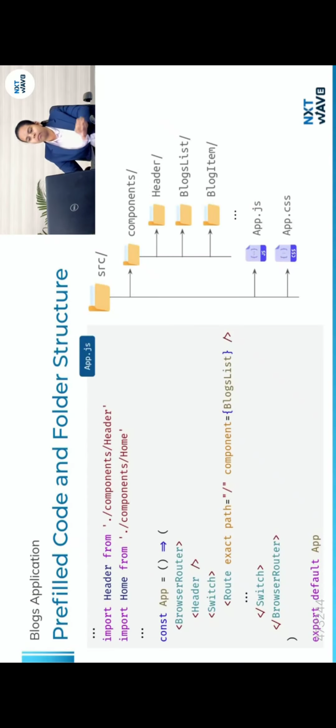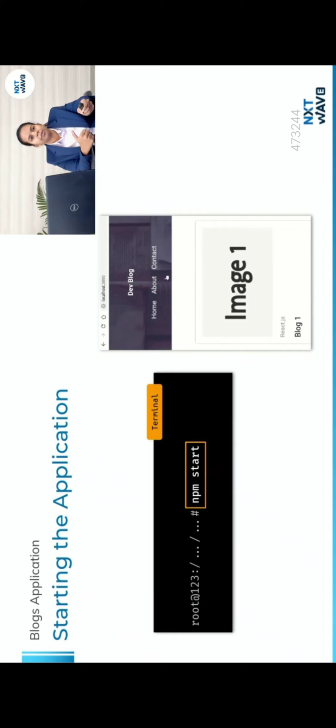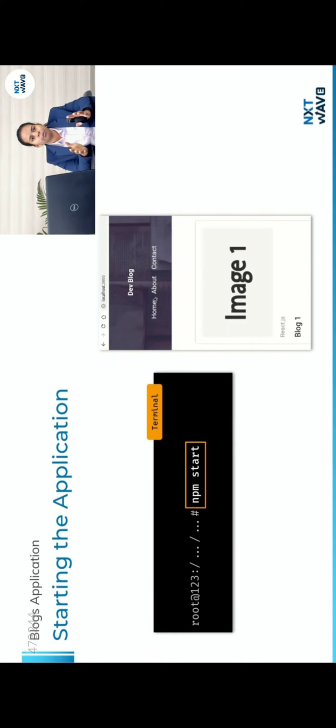Okay. So we have seen this pre-filled code, and then we understood about this. There's some dummy data. Based on that, we are displaying the blog items. So when we have done npm start, we were able to see an output in this manner. So as we understood, right now we have some dummy data and the output is in that manner.